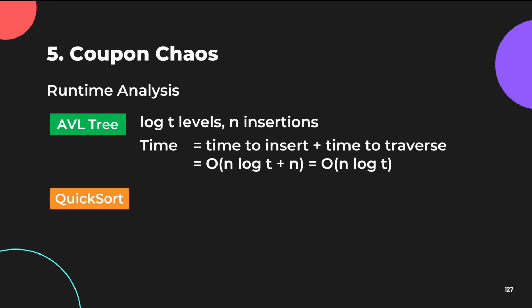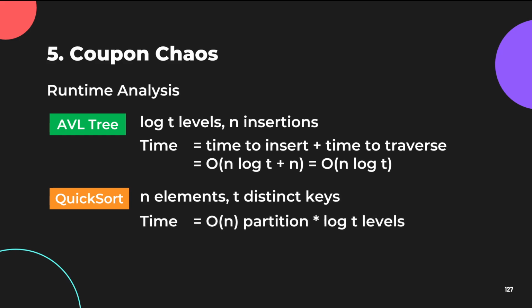Okay. How about quicksort with 3-way partitioning? Okay, yeah, there will be n log t. So n elements with t distinct keys, then that will give you n partition times log t times you are going to recurse. So that will give you n log t, with the case that you are doing the random pivot, to ensure that your pivot will divide them equally.